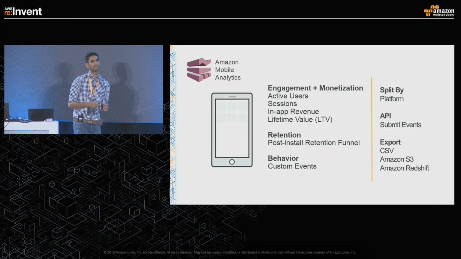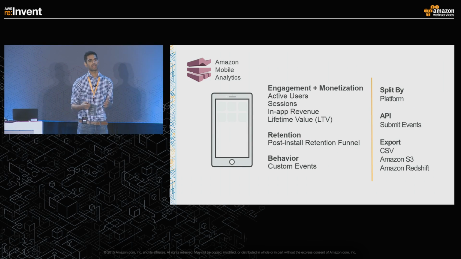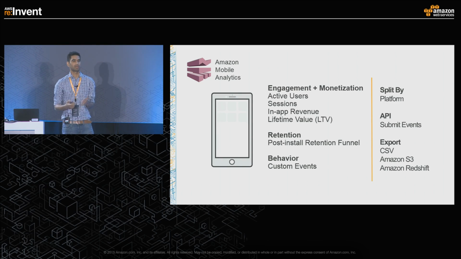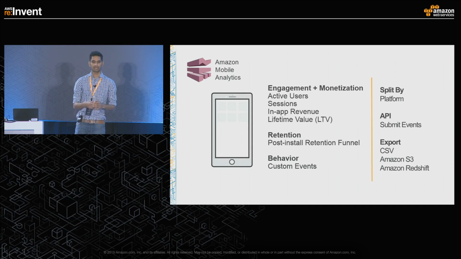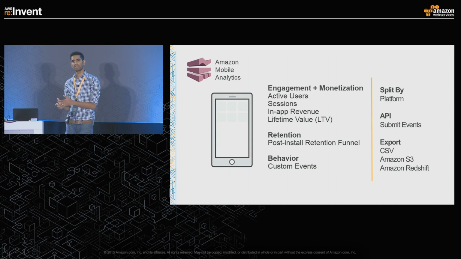Now, with the Amazon Mobile Analytics SDK integrated into your app, what do you get out of the box? What happens after integrating? Once you've integrated our SDK into your app, you could, out of the box, get all the metrics on how many active users you have. You can get metrics on sessions, on monetization, on retention, on custom events or custom behavior that is very unique to your app.